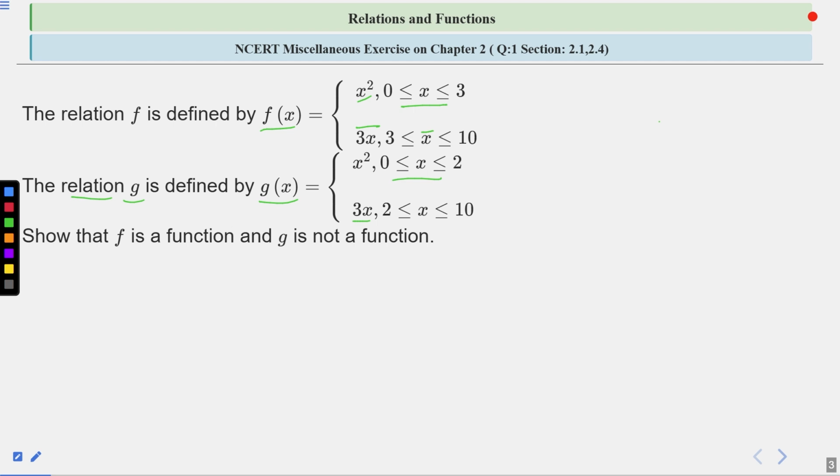Then we have to show that the given relation f is a function, but the relation g is not a function. Quite simple, straightforward question. We'll have some seconds to try this problem, then afterwards we will move on to the solution slide. So your time starts now. The time is up.